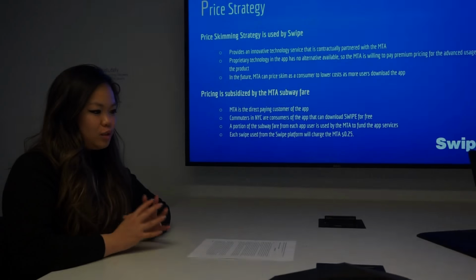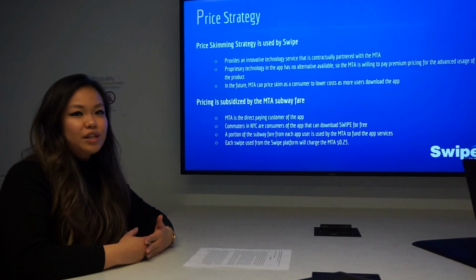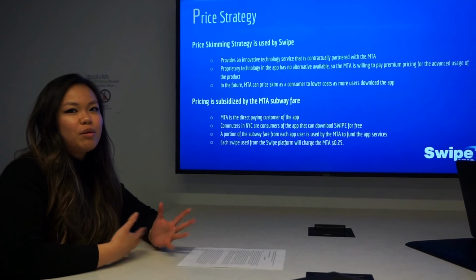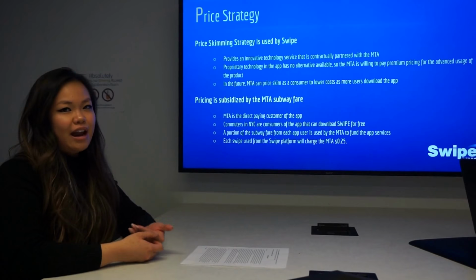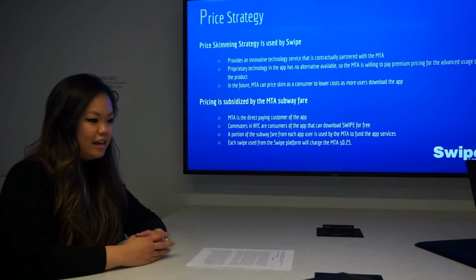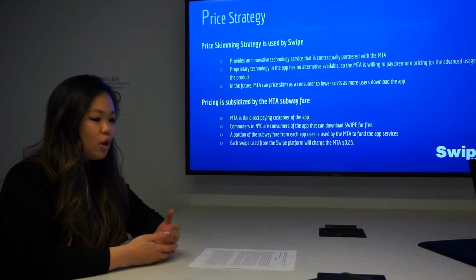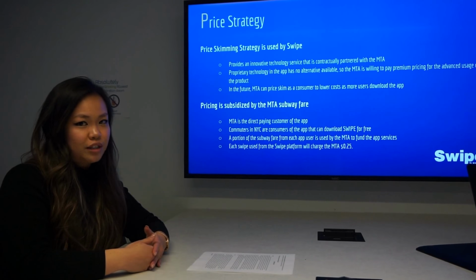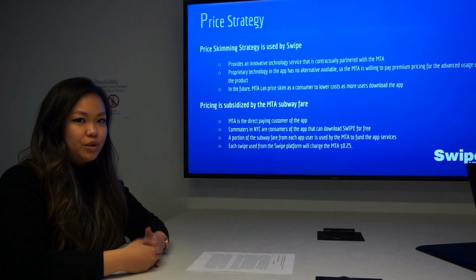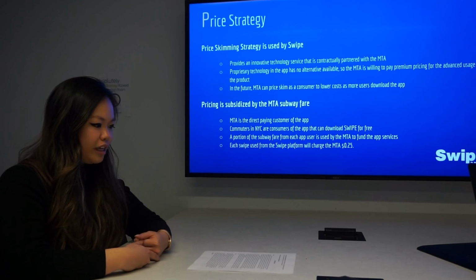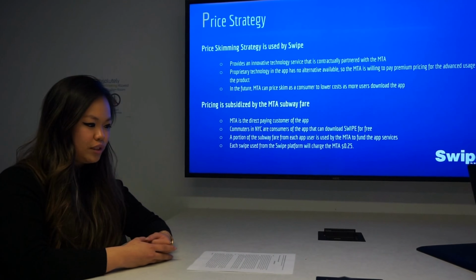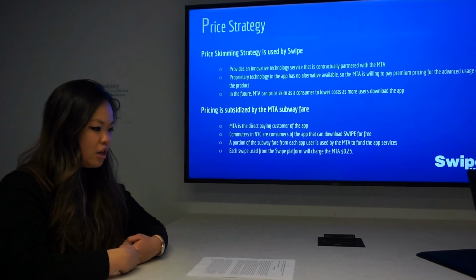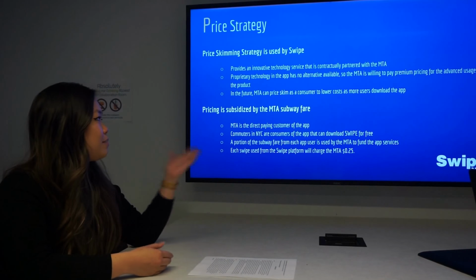On to pricing strategy. Swipe uses a price skimming strategy because we consider Swipe an innovative technology service that is contractually partnered with the MTA. It provides a proprietary technology that is not existent in any app service currently available. So the MTA in turn is willing to pay a price premium upfront to take advantage of this product in the market. As the app becomes more used and we have more users download it, we can negotiate with the MTA to choose a pricing that is comfortable for them because they are going to be our main consumer for this product. So pricing for the MTA will be subsidized by the MTA fare.